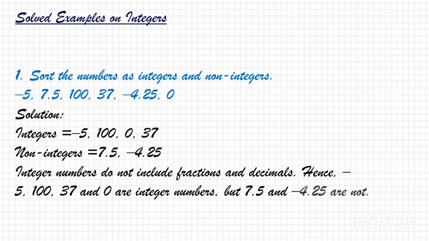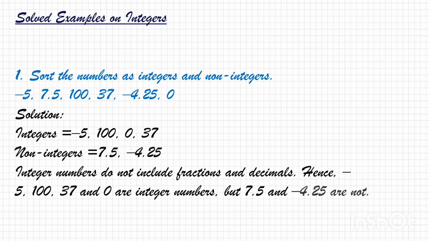Solved examples on integers. Sort the numbers as integers and non-integers: -5, 7.5, 100, 37, -4.25 and 0. Solution. Integers are -5, 100, 0 and 37. The non-integers are 7.5 and minus 4.25.